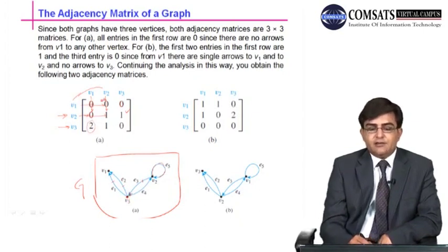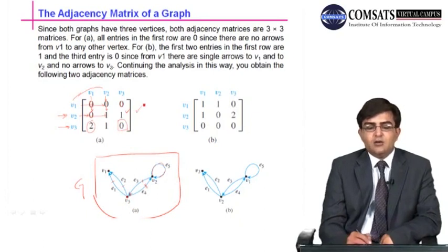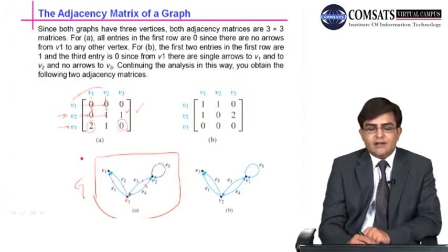Next, from V3 to V2. From V3 to V2, there is only one arrow, which is this one. So we write here 1. From V3 to V3, there is no loop on V3. Therefore, we write here 0. So this is how we can calculate the adjacency matrix corresponding to this graph.